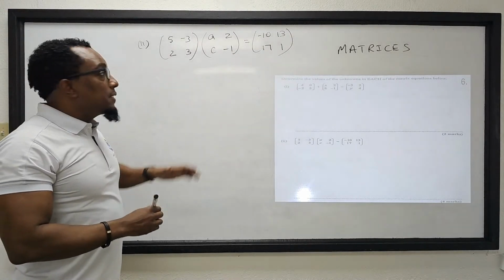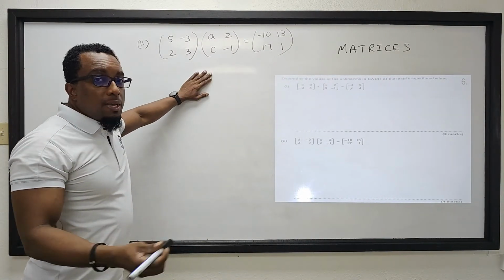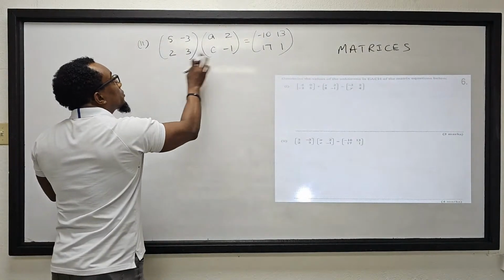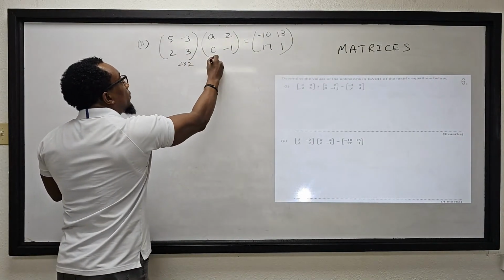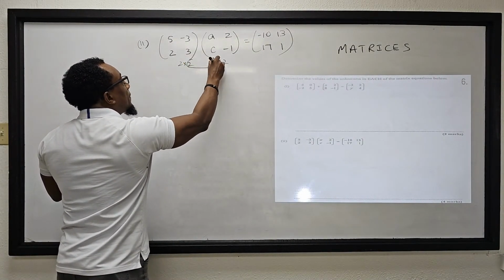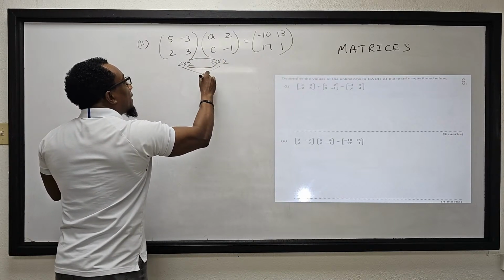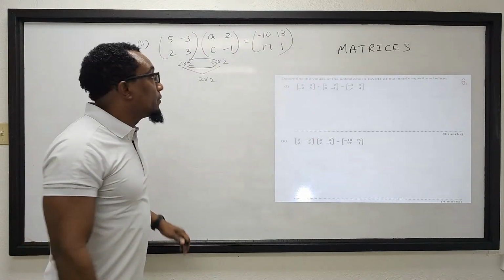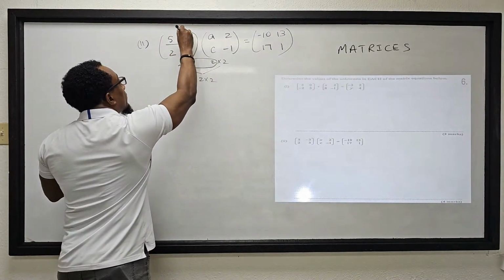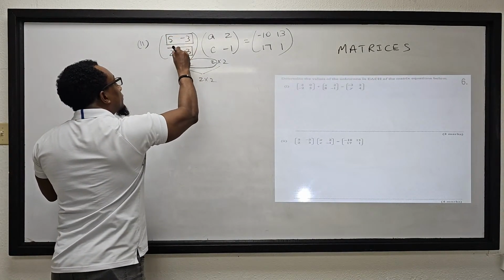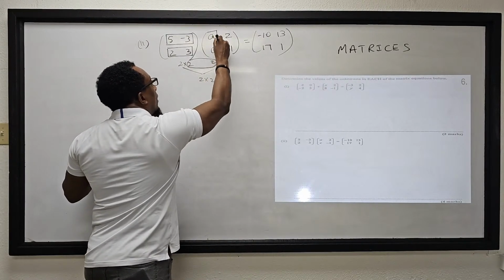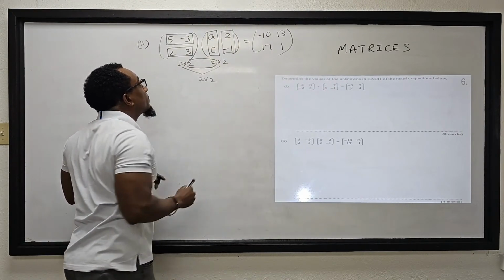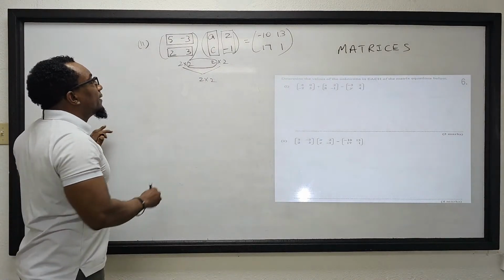So again, let's multiply these two matrices and then we do some equating, that's all, and we're going to solve. So these two are compatible, 2 by 2, 2 by 2, the two inner numbers are the same, the outer numbers tell us the end result is a 2 by 2 matrix. So let's multiply. We're taking the rows of the first by the columns of the second.